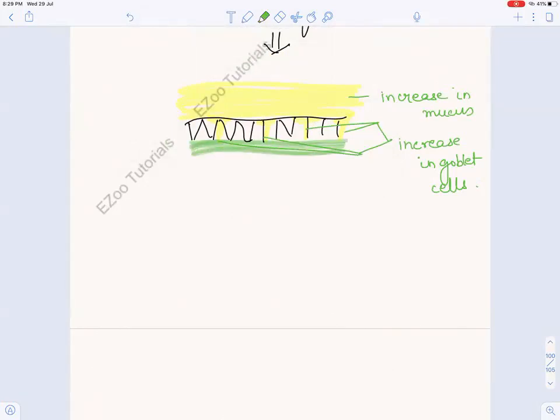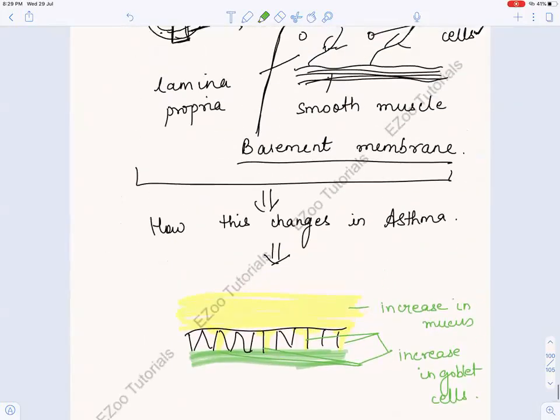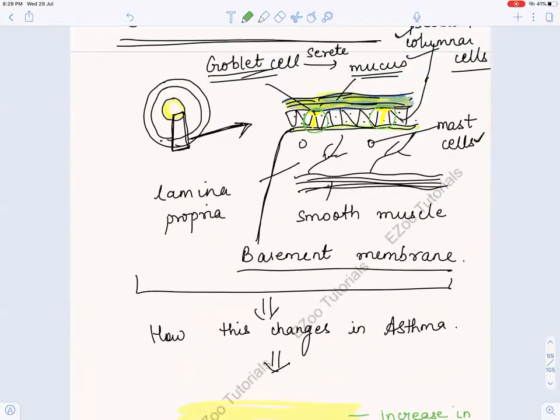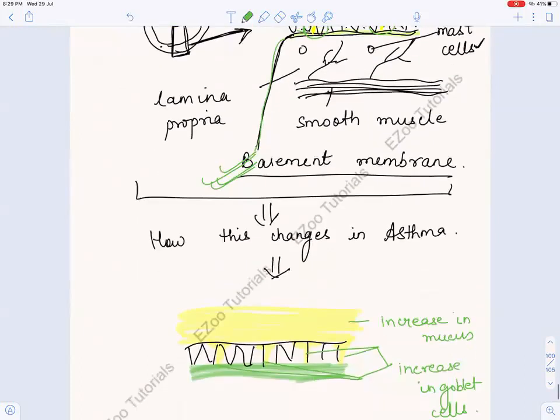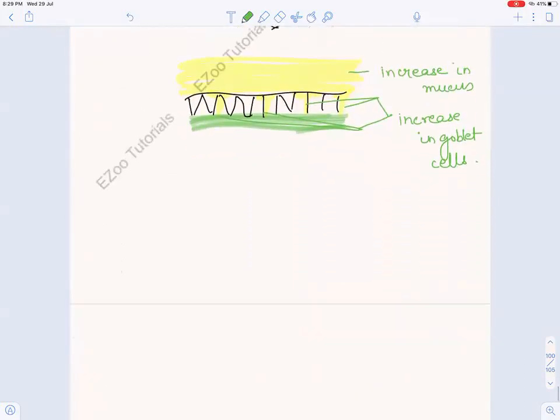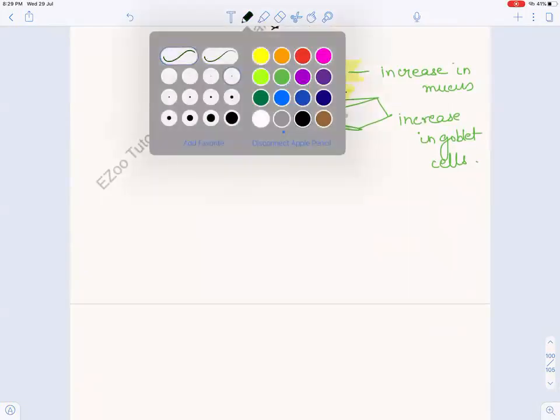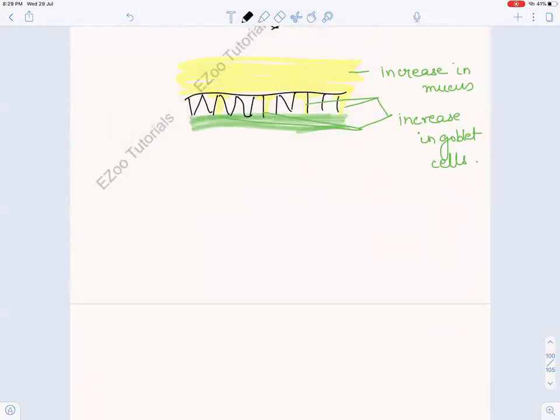This basement membrane which we had drawn very thin, can you see here? See what happened to this basement membrane. And I told you I'll tell you about mast cells also, and see what happened. This was the lamina propria, okay, the lamina propria with mast cells.